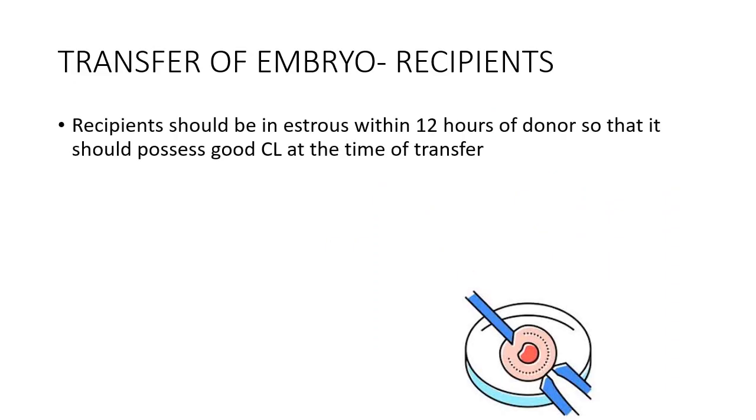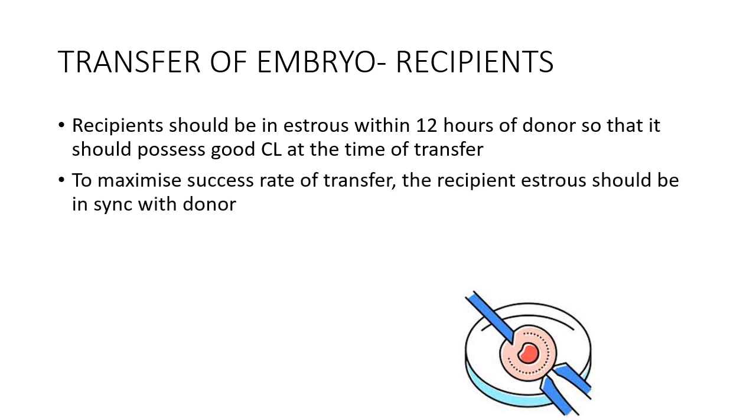Transfer of the embryos to the recipients. The recipient should be in estrus within 12 hours of the donor so that it possesses a good corpus luteum at the time of the transfer. To maximize the success rate of the transfer, the recipient's estrus should be in sync with that of the donor.